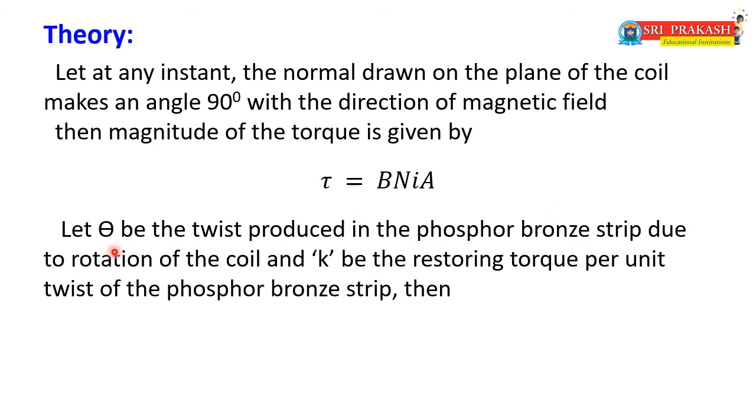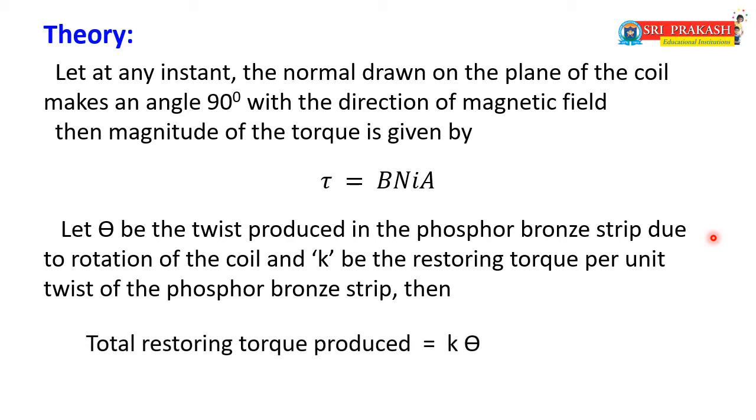Suppose theta is the twist produced in the phosphor bronze strip due to rotation of the coil, and K is the restoring torque per unit twist of the strip. Due to the spring connection, a restoring torque develops that is proportional to the twist theta. So the total restoring torque equals K into theta. The more you twist, the more restoring torque comes.